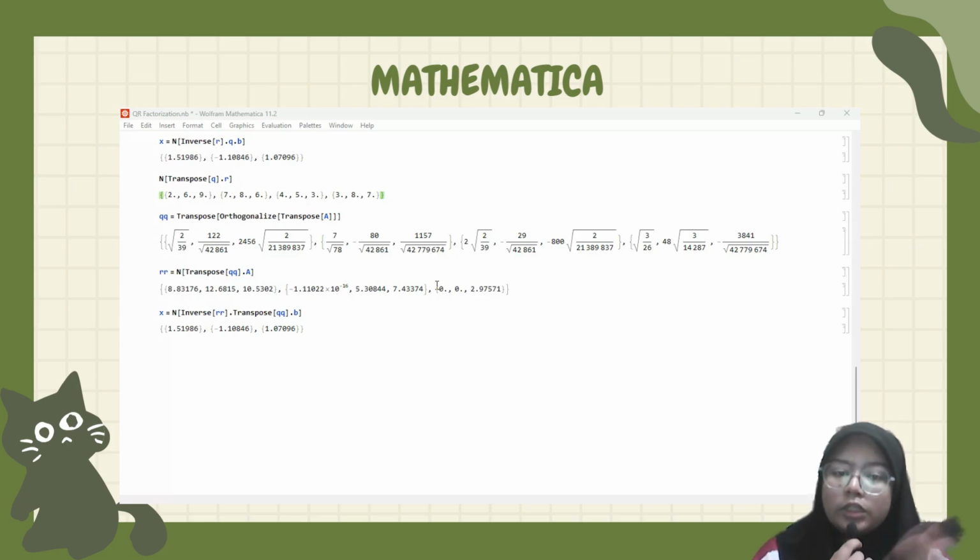In conclusion, QR decomposition is a full and stable method for solving overdetermined systems. Using Mathematica, we can perform this process efficiently, verify the results, and obtain accurate numerical solutions.